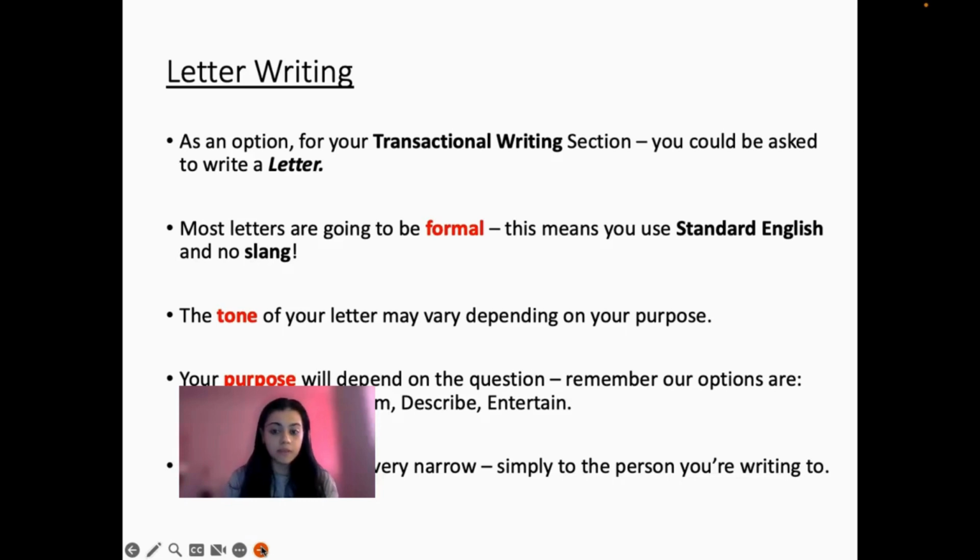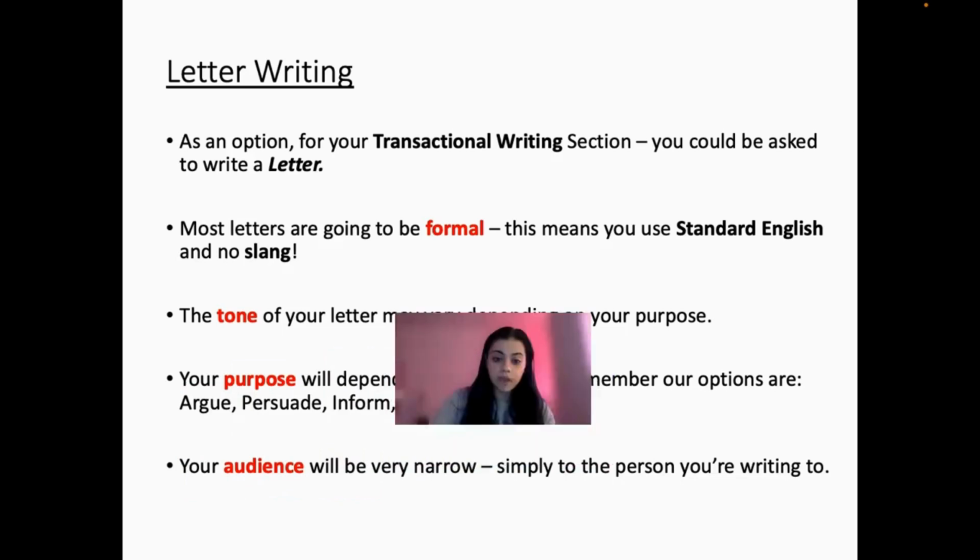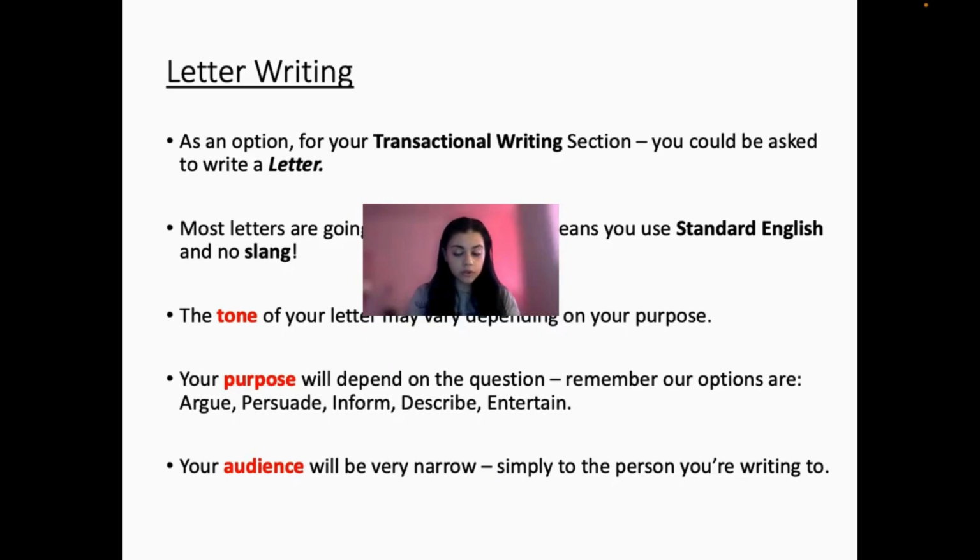So this should mean that you use standard English only and no slang. The tone of your letter will depend on your purpose, and your purpose will depend on the question. So, some options for our purposes could be to argue, we could persuade, we could inform, we could describe, or we could entertain. And we can also do some of these all at once. So, for example, we could persuade and we could be informing at the same time.